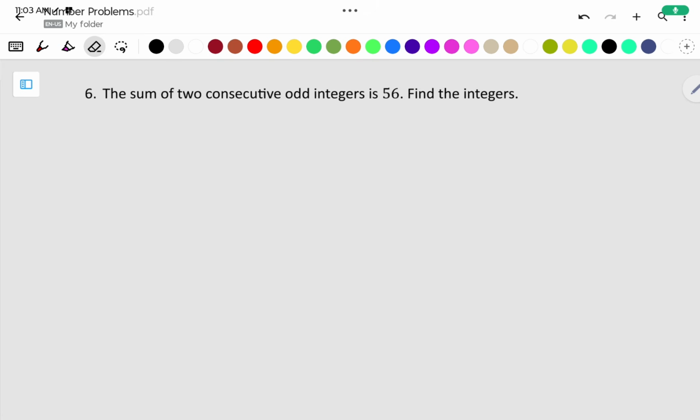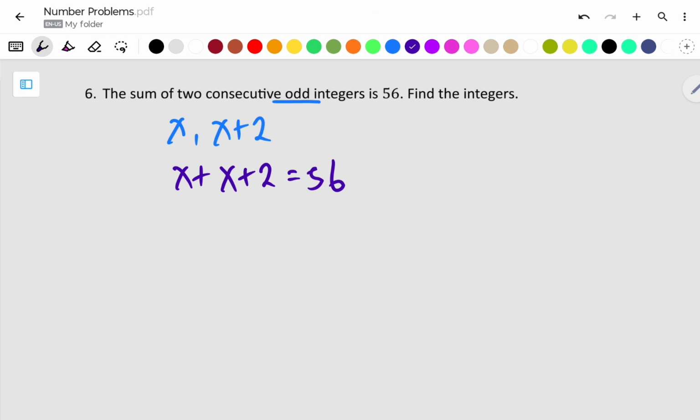The sum of two consecutive odd integers is 56. Find the integers. The integers are consecutive odd, so x and x plus 2. For the equation, x plus x plus 2, the sum is 56. x plus x is 2x, plus 2.